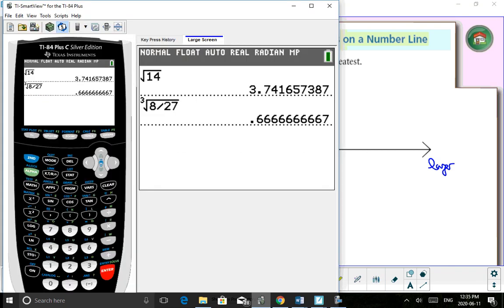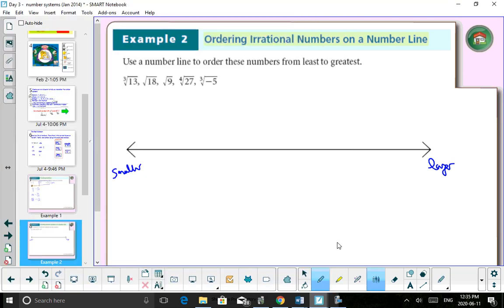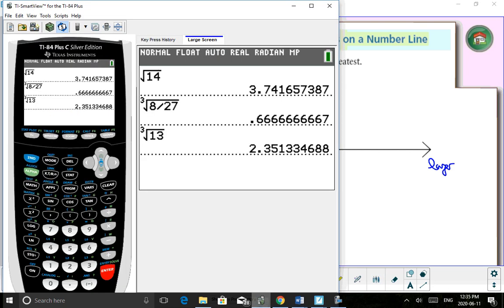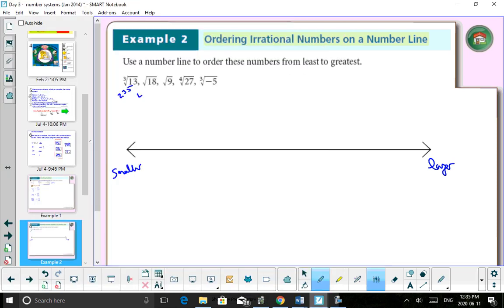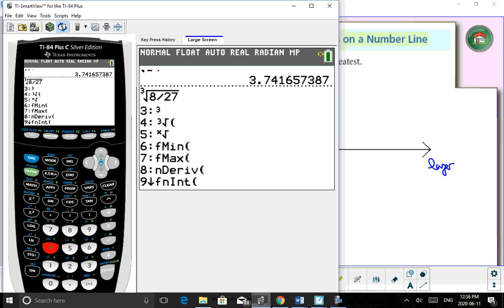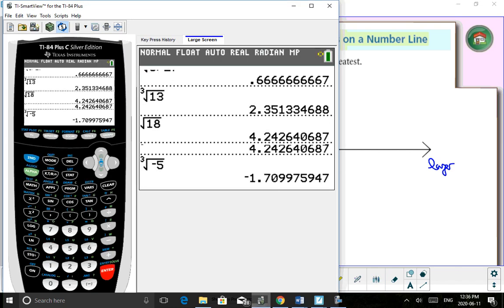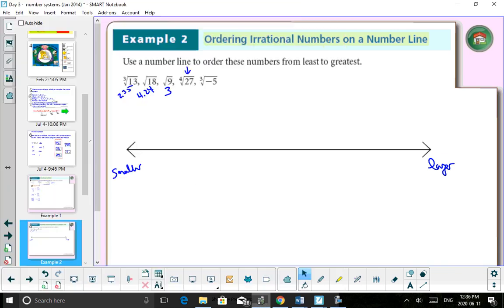So cube root 13. Math number 4. So cube root 13 is 2.35. I'm just going to write that right underneath it. Square root 18, and we get 4.24. Now you should know the square root of 9 is 3. I'm going to skip this one for just a second and come right back. Cube root of negative 5. So math number 4, negative 5. That's negative 1.71.